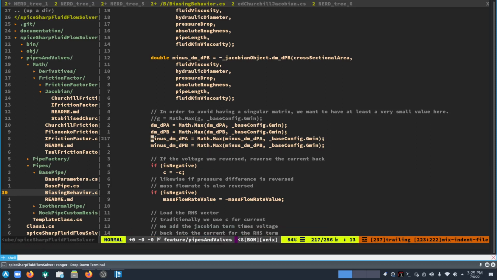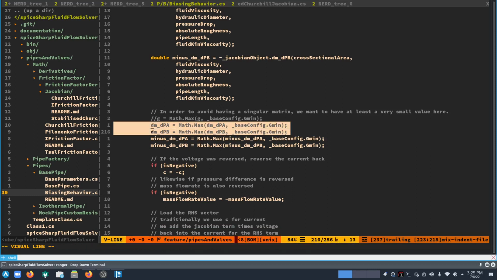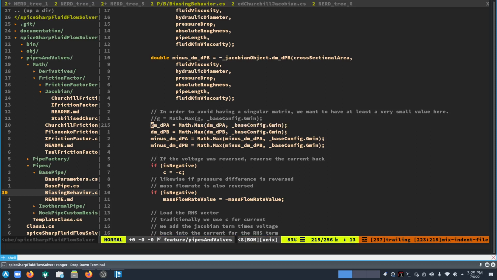Okay, so what is this part doing? It's in case any of these derivatives are 0. For the first round, we do not want the derivative to be 0. If not, we have a so-called singular matrix where we cannot solve for anything. So here is to make sure that these values do not actually go to 0.